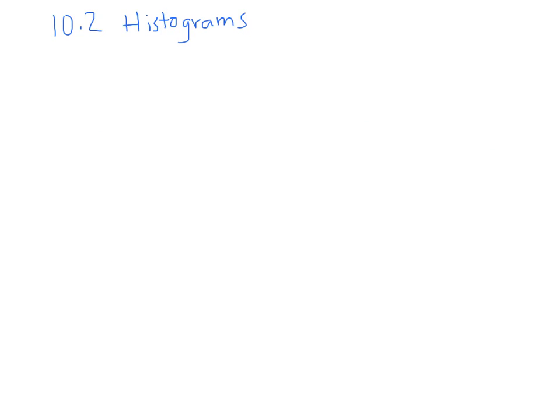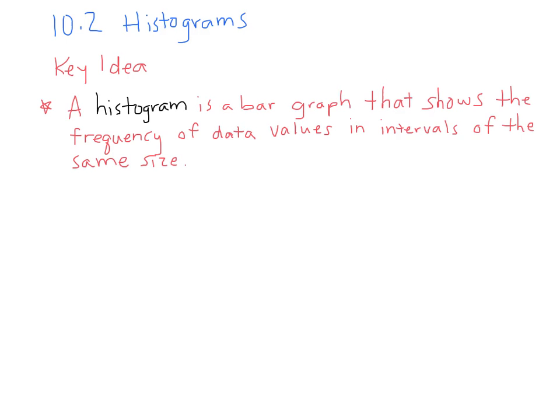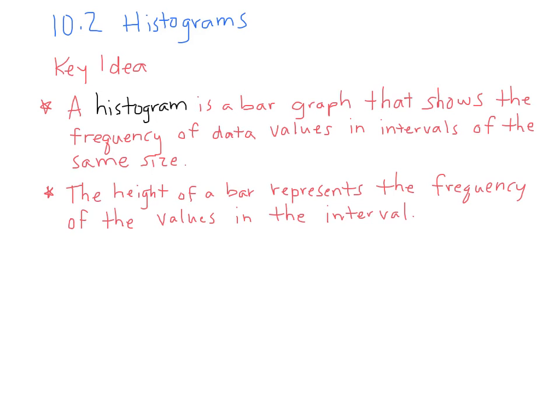10.2 is histograms, just another way to check data and interpret it. I'll show you how to do that, and then we'll do the practice in class. A histogram is a bar graph that shows the frequency of data values in intervals of the same size. The height of a bar represents the frequency of the values in the interval.